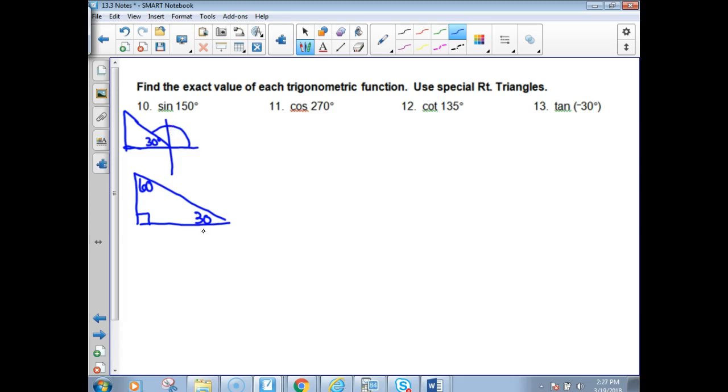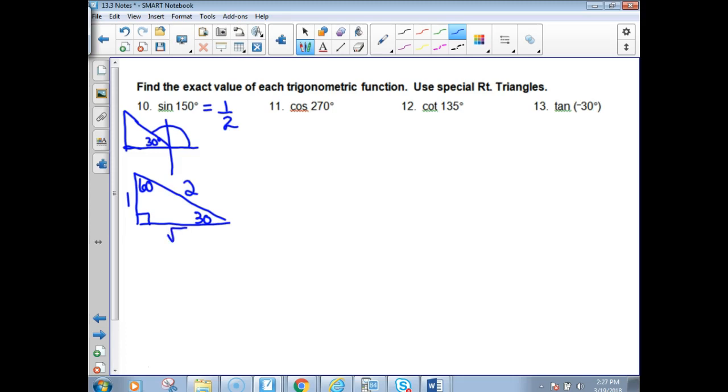Opposite over hypotenuse is the sine. Well, let's make the opposite leg be 1. What would the hypotenuse be in the 30, 60, 90 pattern? It would be double that, so it would be 2. So the sine would be opposite over hypotenuse, 1/2. 150 has a sine of 1/2.